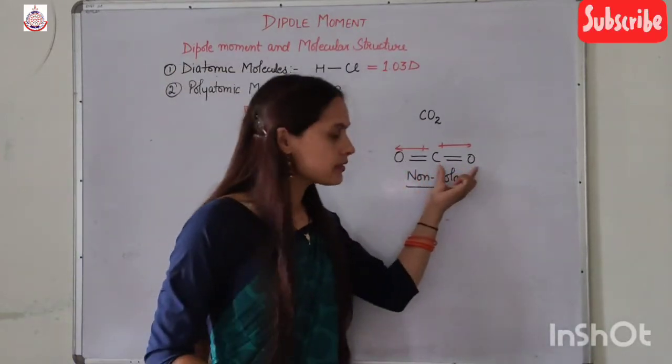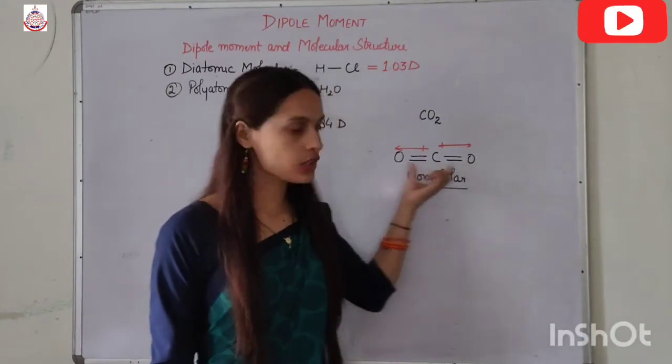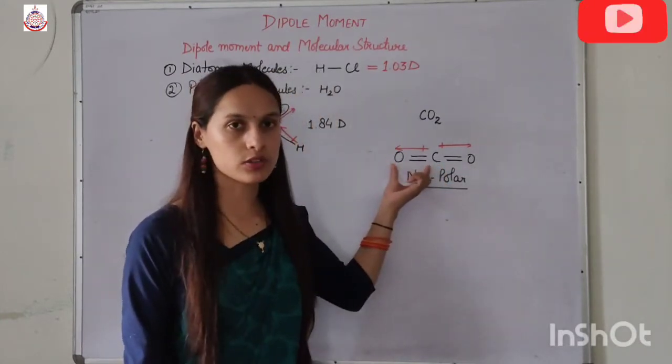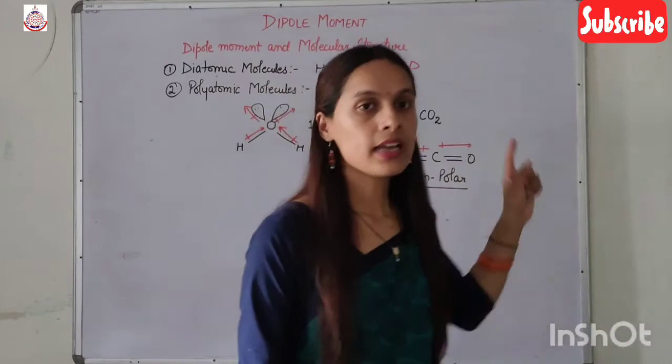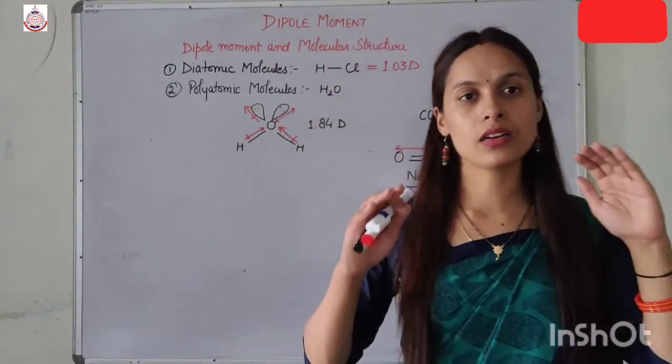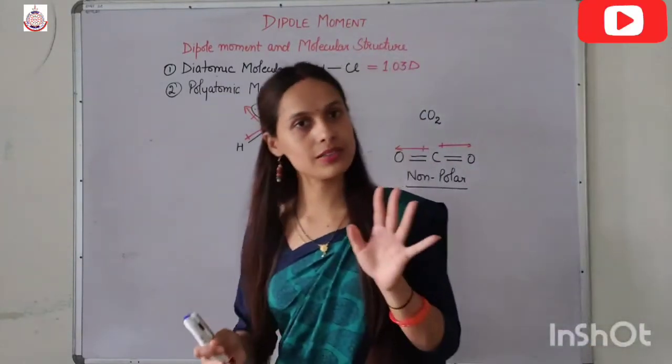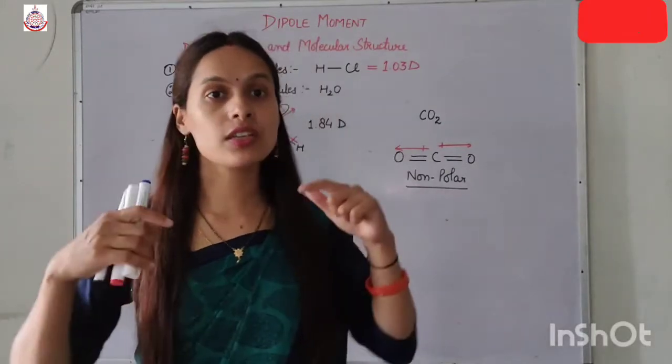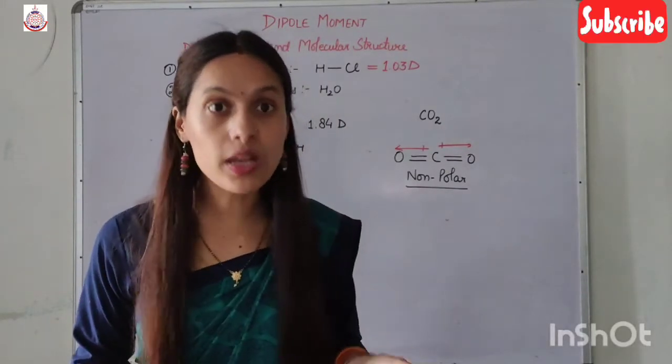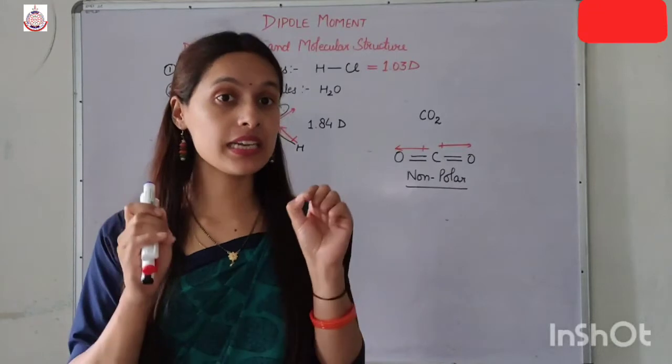Now, in this, we have double bonded oxygen. Here also we have double bonded oxygen. It means on both sides, the atoms and the condition around the carbon are the same. As a result, the dipole moments become equal but different in direction.